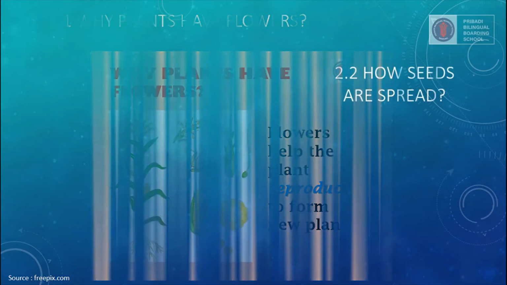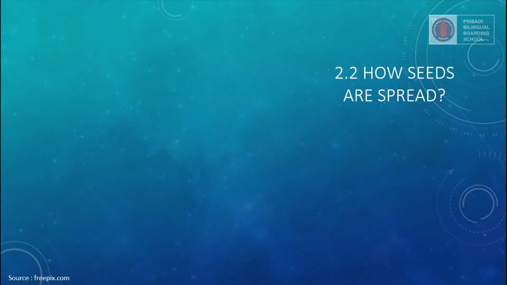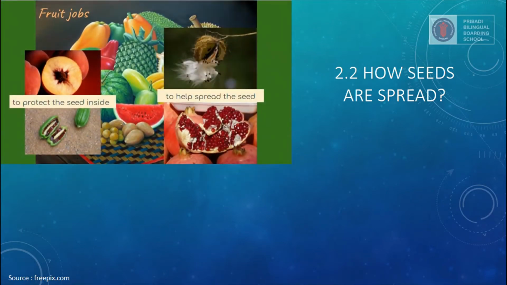The next subtopic is about how seeds are spread. Before we learn about seed spread, we are reminded about the fruit's jobs. The fruit has two important jobs. The first one is to protect the seed inside, and the second one is to help spread the seeds.